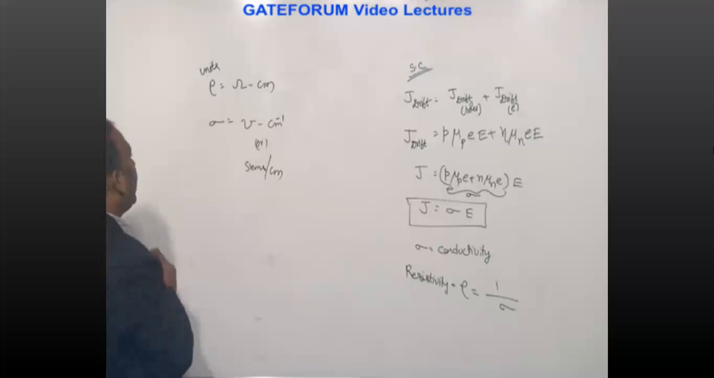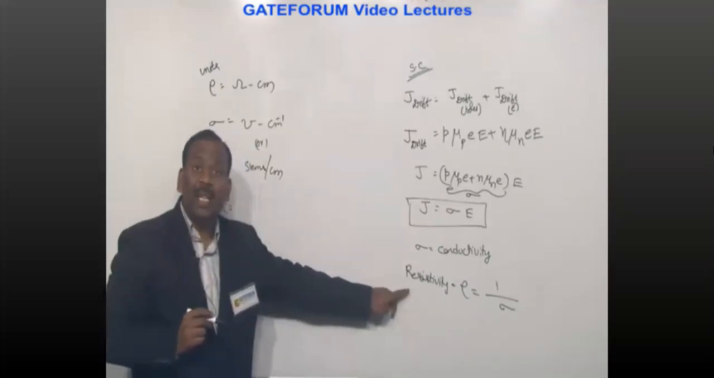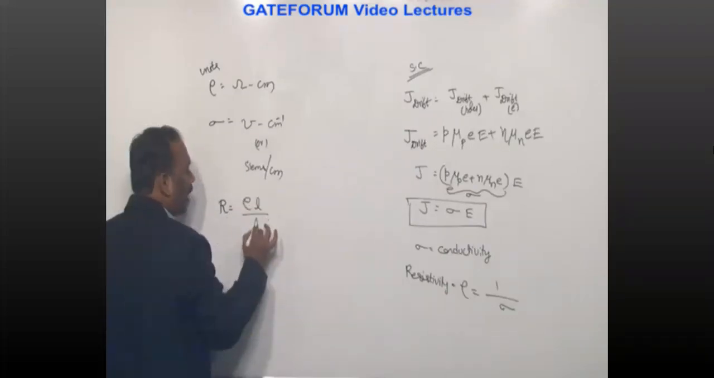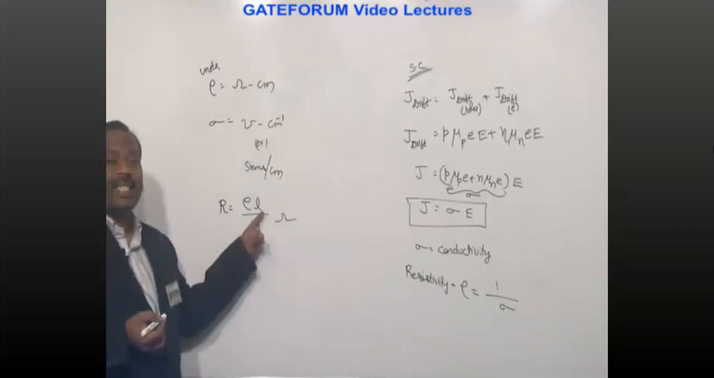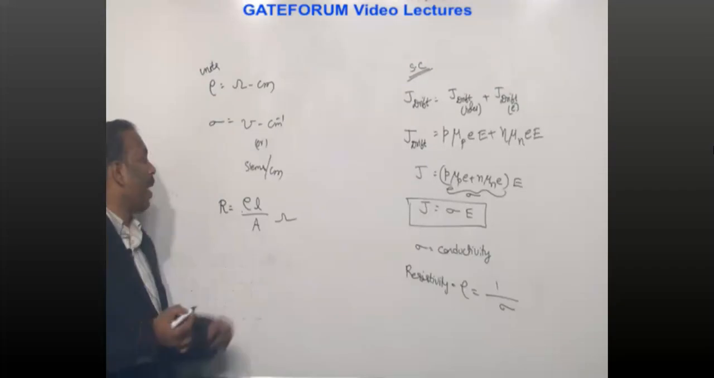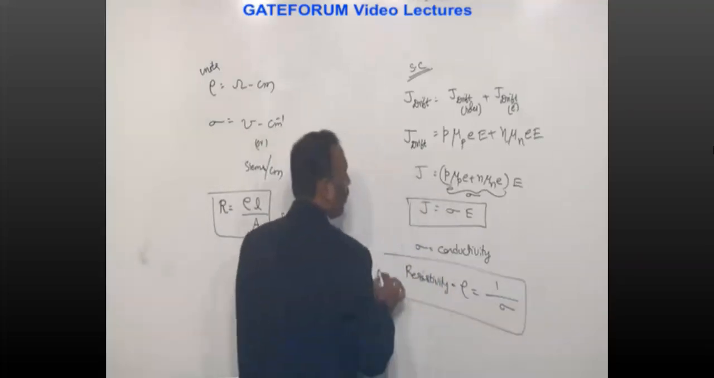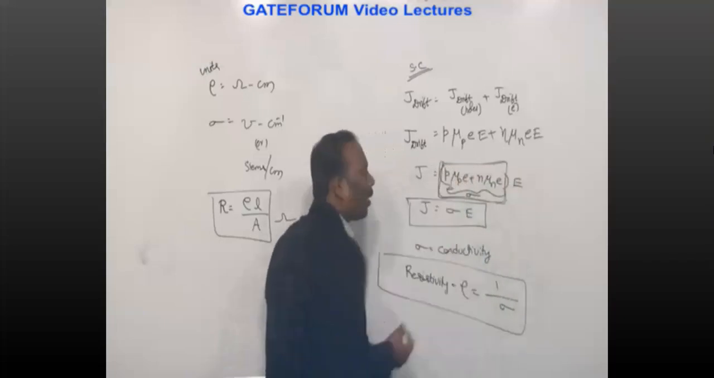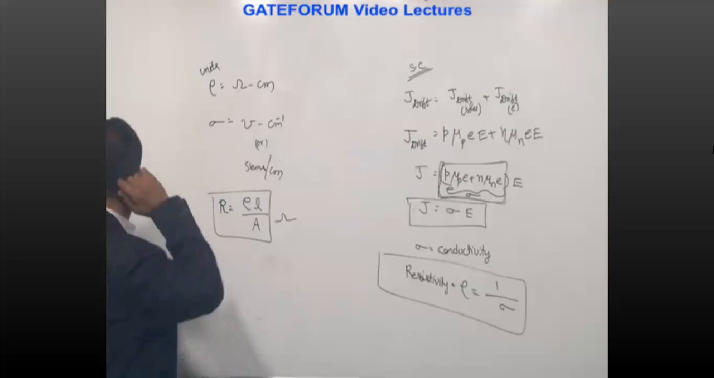Clear? There is one more formula. This is called resistivity, and this is called resistance. Resistance R equals rho L by A. Units are ohms, where L is length and A is area. So this is one formula, these are units, this is one more, then sigma equals this one. All these are very important. Clear? Next.